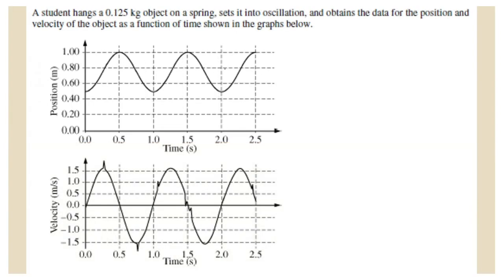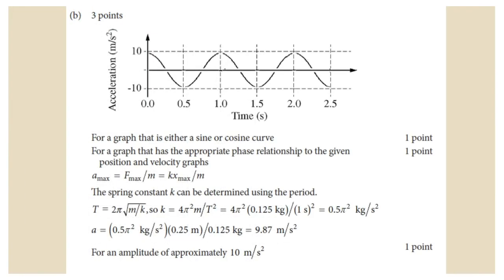All right, moving on to the scoring guide here. I accidentally showed it a second ago. Notice here the graph looks just like we had it, except better. And it says here, for a graph that is either a sine or a cosine curve. Pretty good. Even if you totally messed up the maximum and minimum locations they would have given you here, if it's just sinusoidal in any way, a point. They gave you 1 point for a graph that has an appropriate phase relationship to the given position and velocity graphs. What does that mean?